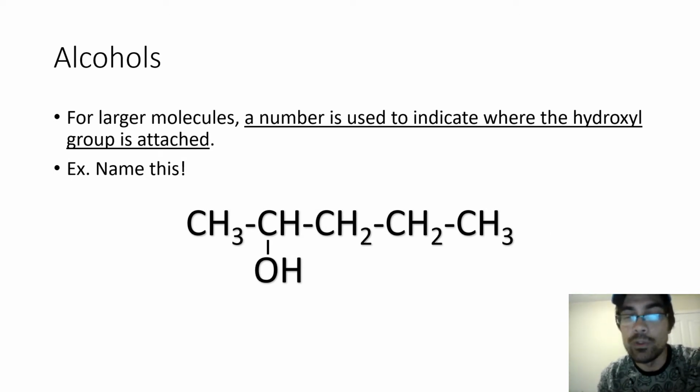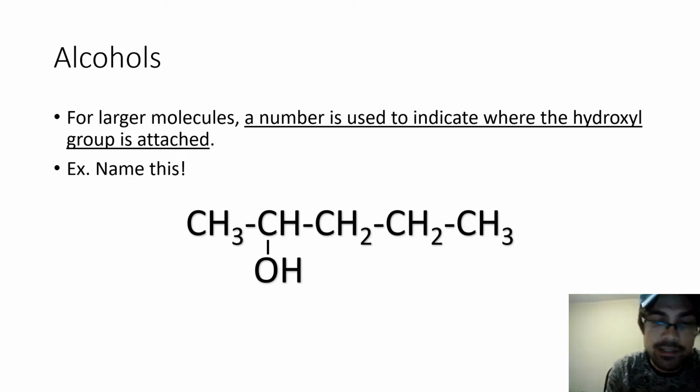Okay. Now for longer chains, we are going to use a number to indicate where the hydroxyl group is attached. So kind of like with the branched chain alkanes and alkenes and everything, where we have alkyl groups or just other carbons branching off of it, we used a number to indicate where they were. A similar idea is going to happen with an alcohol. The number is going to indicate which carbon atom the hydroxyl is attached to.